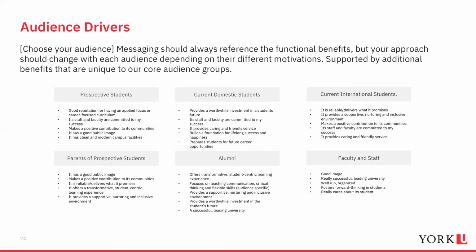Once you've set your messaging, it's important for the messaging to always reference the functional benefits, but your approach should change with each audience depending on their different motivations. Choosing how you communicate the functional benefit is dependent on the specific audience you're talking to. You will see in the messaging matrix that there are messages by audience based on the comprehensive research to help you craft your messaging. Here are some of the additional benefits that are unique to each of our core audience groups and something that must be kept in mind when delivering a message to each specific audience.